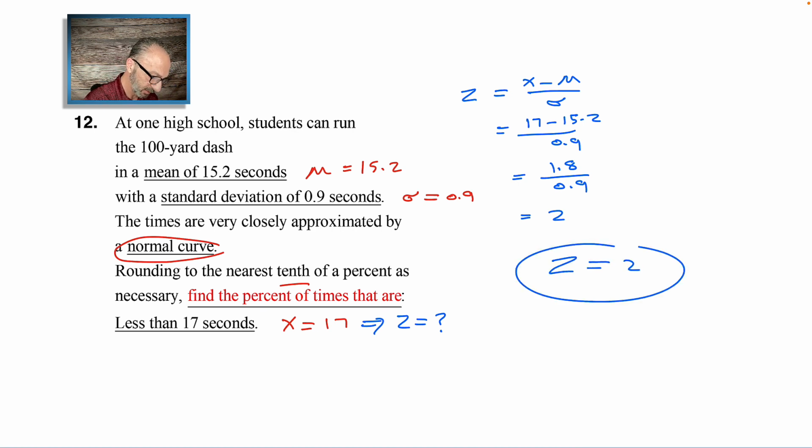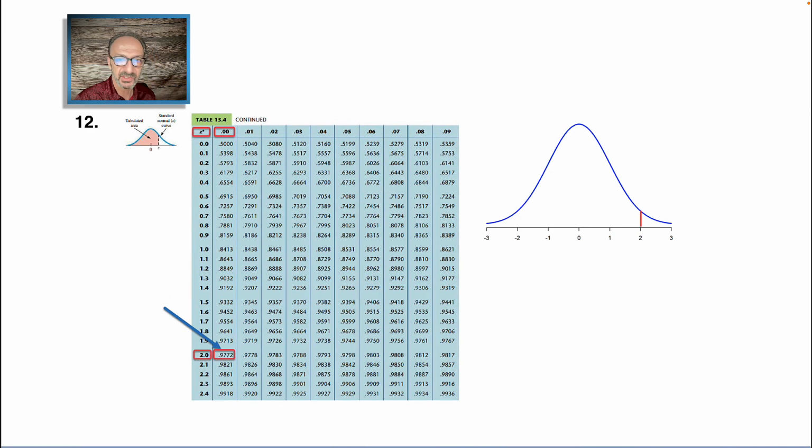Now you could see that the mean is 15.2 and our number is to the right of it. 17 is higher than 15.2. Well, it's higher by 2 standard deviations. That's the meaning of z equals 2. Because all you are doing right here is finding how many standard deviations the number is away from the mean.